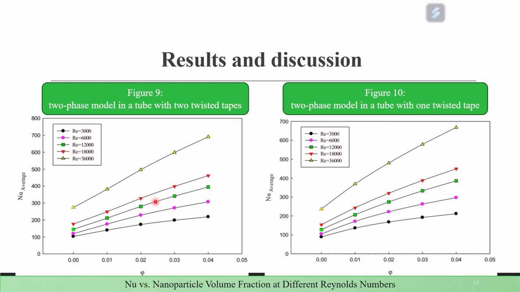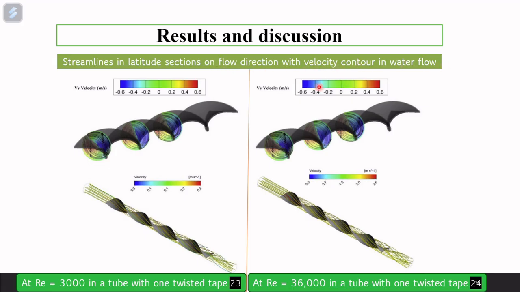fraction phi increases. And here we see the flow direction velocity contour in the water flow. Figure number 23 is at Reynolds number 3000 with one twisted tape, and figure number 24 is at Reynolds number 36,000 with two twisted tapes. In figure 23, the enhanced mixing leads to better heat transfer, and in figure 24, where the Reynolds number is 36,000, the higher velocity gradient leads to strong turbulence, increasing the convective heat transfer. At figure number 25, where the Reynolds number is 3000, the swirling motion is not strong at the low Reynolds number, which limits the heat transfer.